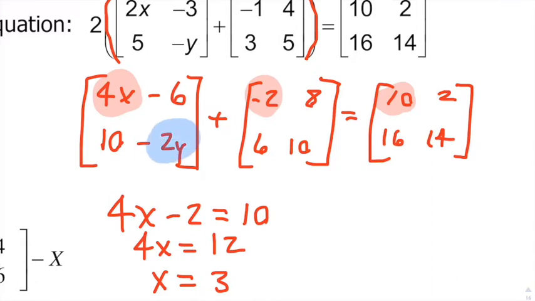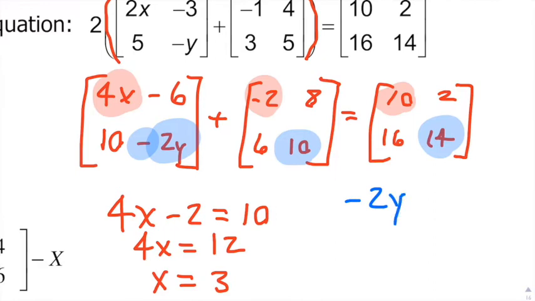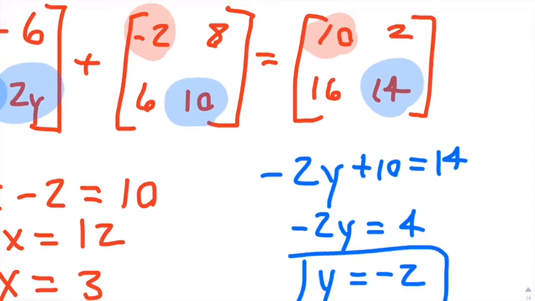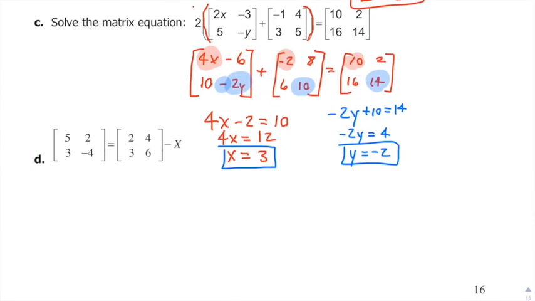So what I'm going to do now is look at this negative 2y, make sure you get the negative with it, plus 10, apparently that equals 14. Color code this here. So negative 2y plus 10 equals 14. And I guess we need to subtract the 10 from both sides. That'll get us positive 4, and then divide by negative 2. That'll get us y is equal to negative 2. Those are your two x and y values right there. So that's a possibility for solving a matrix equation. That's kind of what it looks like there.